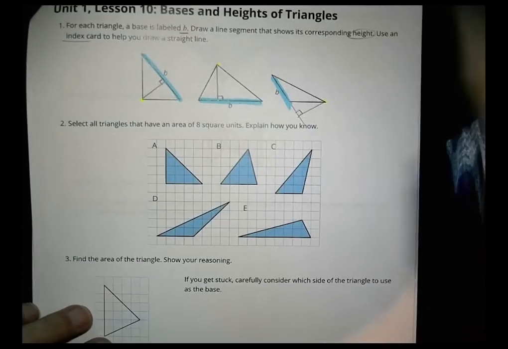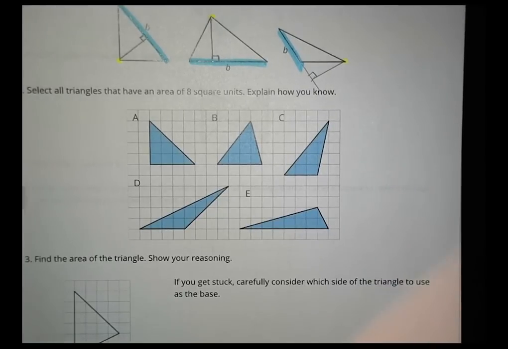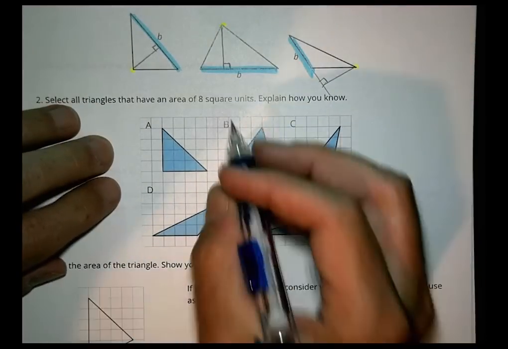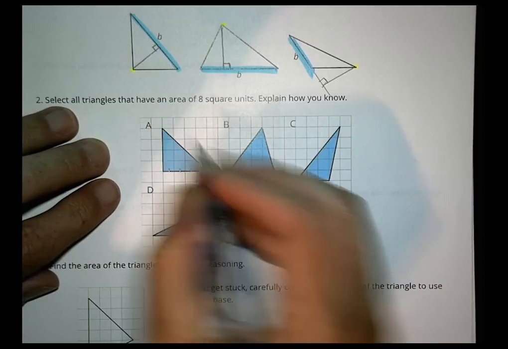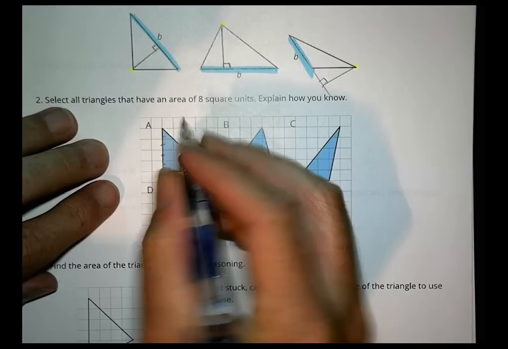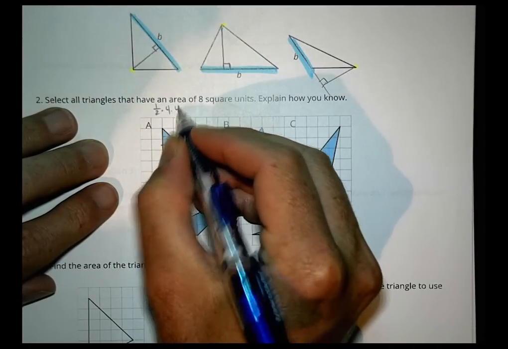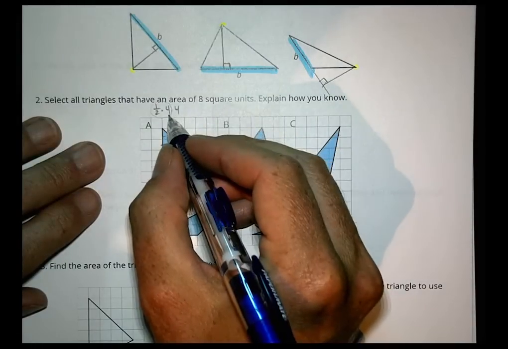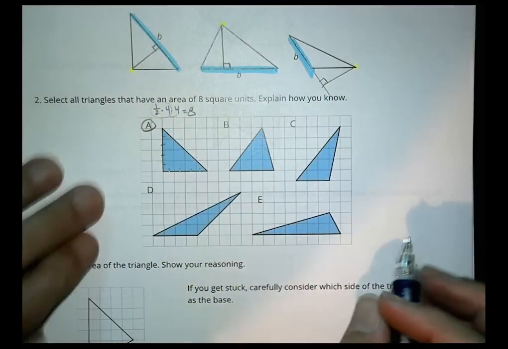Alright, on the next one, I'll zoom in a little bit, sorry. It says select all triangles that have an area of 8 square units. Explain how you know. Alright, so this first one here, we have a base of 1, 2, 3, 4, and a height of 1, 2, 3, 4. So that would be 1/2 times the base times the height. And half of 4 is 2, and 2 times 4 is 8. So that one's going to work out just fine.